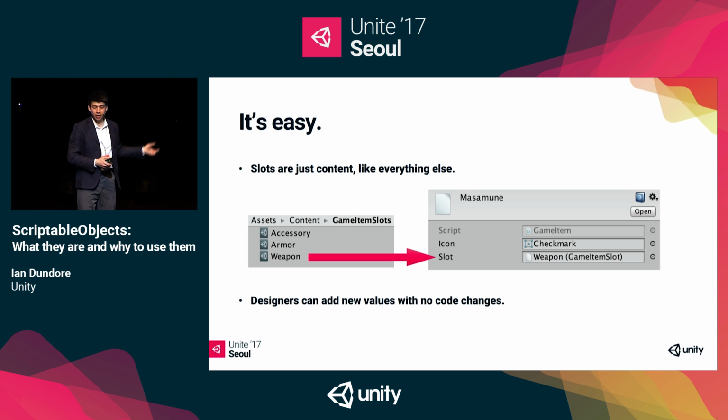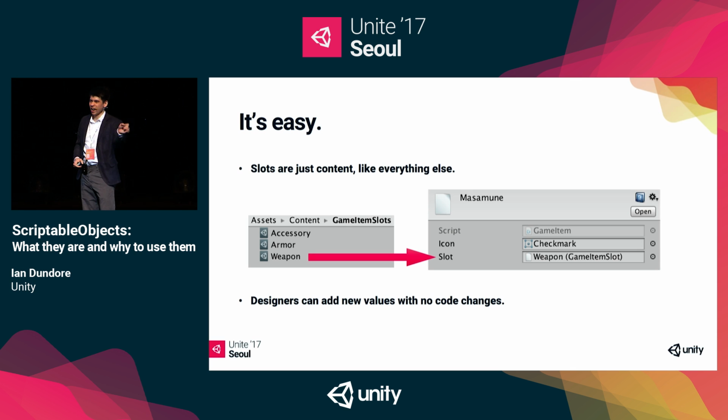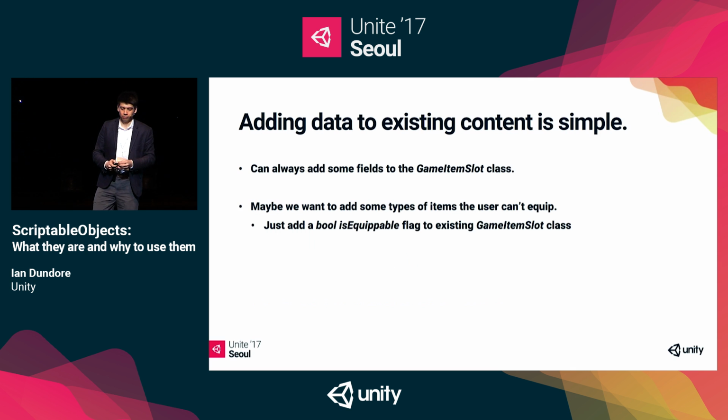And now our designers can make up new slots, and our code doesn't have to care. No changes. The designers also get this nice drag and drop UI. You just take the slot and drag it onto the item. Simple. The best part about this, though, is that as our design evolves, we can begin to attach data where it's needed.